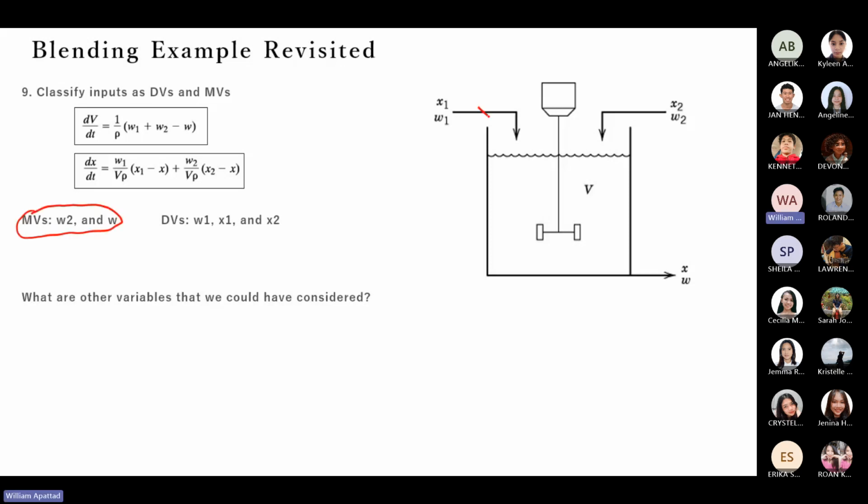So, maglalagay tayo ng valve here. Maglalagay tayo ng valve dito sa W2, ay W2 pala. Maglalagay tayo ng valve sa W2 at dito sa X. So, kapag meron tayong manipulated variable dyan, we can design a control system.